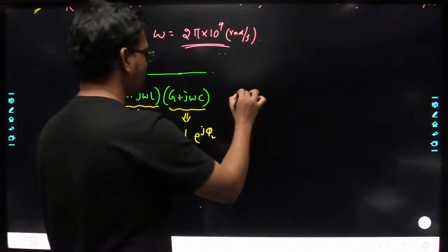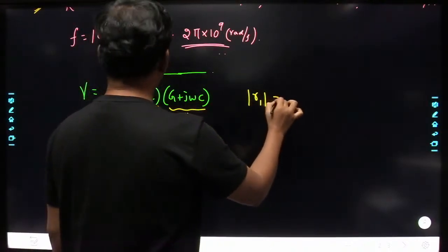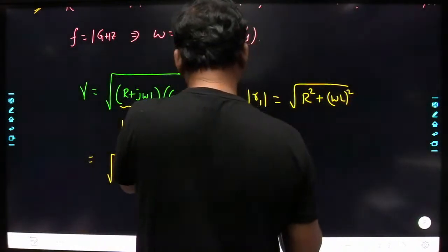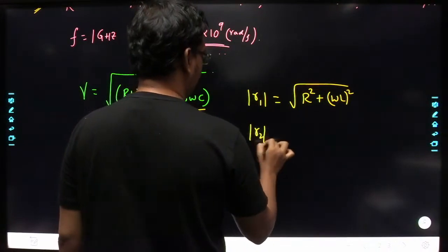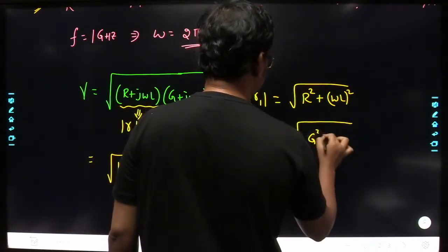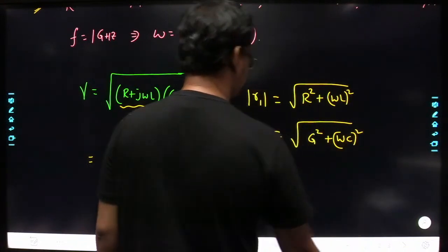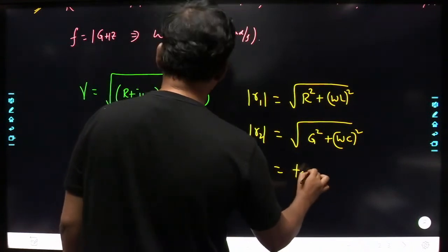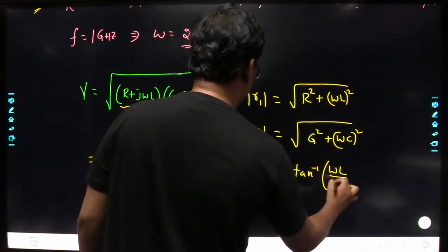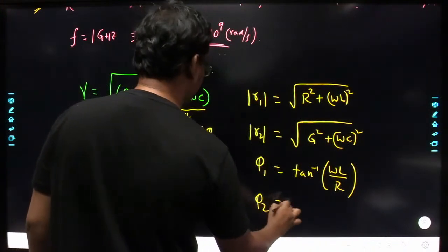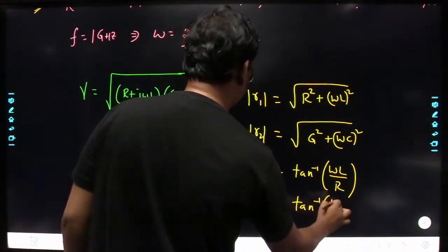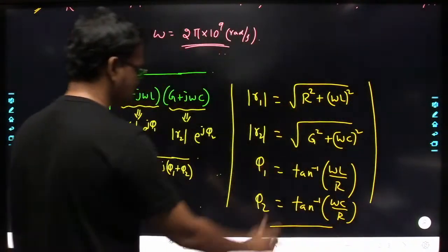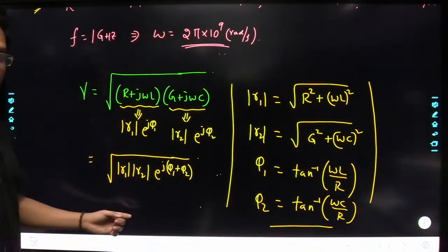Here magnitude of R1 is equal to square root of R square plus (omega L) whole square. Magnitude of R2 is nothing but square root of z square plus (omega c) square. Phi 1 is nothing but tan inverse of omega L divided by R, and phi 2 is nothing but tan inverse of omega c by z. Understood? So you can calculate all these things, substitute here, and determine the gamma value.